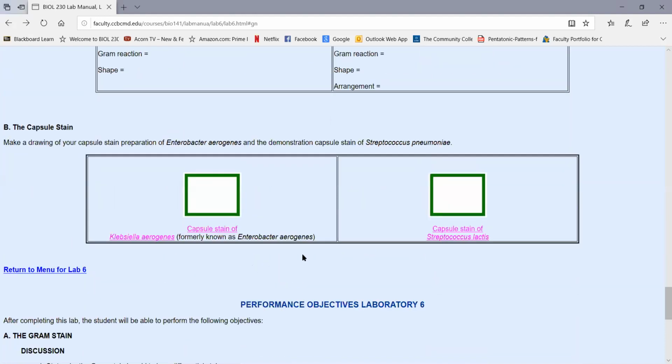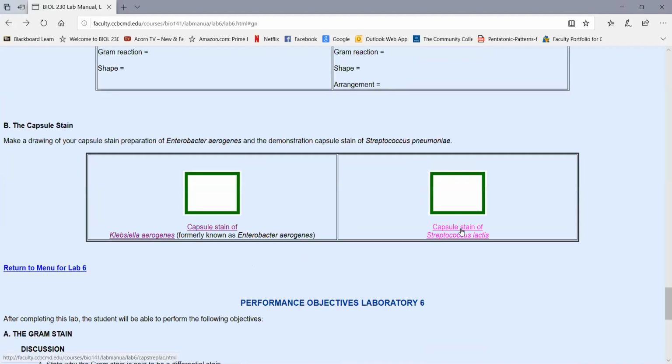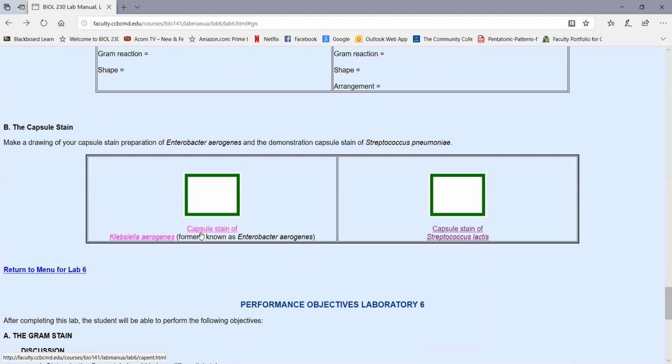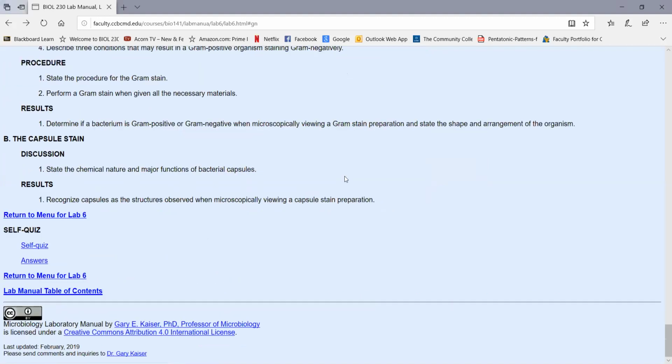And then on the capsule stain, you can record your results here. Here's the capsule stain of Klebsiella aerogenes that we showed you, and the one of Streptococcus lactis that we showed you. So if those are done as demos, make sure you record your demo slide there. And of course, at the end, as always, is your performance objectives and your self-quiz.